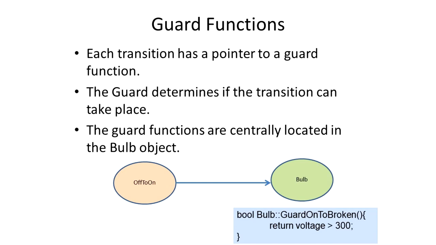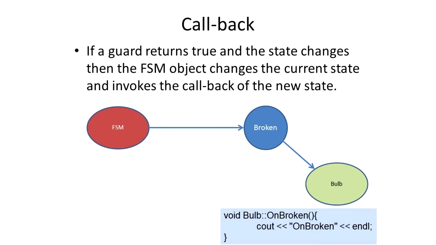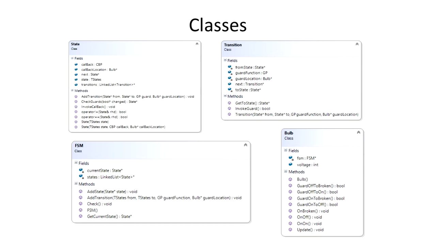And as we mentioned before, the advantage of an object-oriented solution is that these guard functions can be centrally located. And here in this example, they're located in the bulb object, of which all the transition objects have access to. And then if a particular guard function returns true for a particular condition, then the object of the FSM class, which acts as the management class, it's that object which will then change the current state and invoke the callback function if one is required when transitioning to this new state. And here in this particular case, it just outputs a message to let us know what that transition is. Okay, so it's probably best that we pause here, and in the next video, we'll have a look at implementing these four classes for the example.